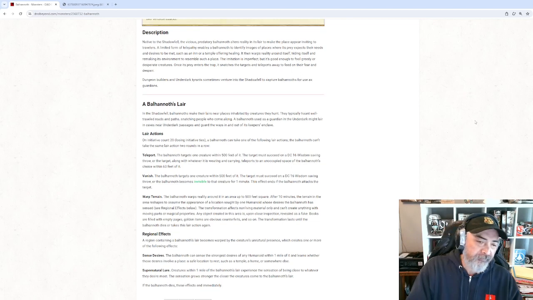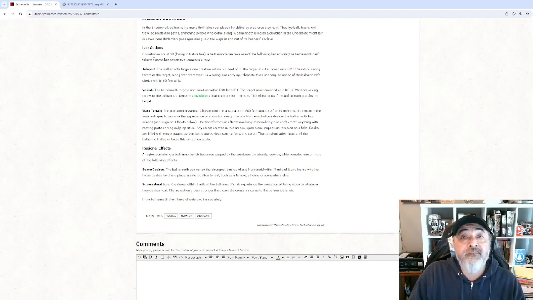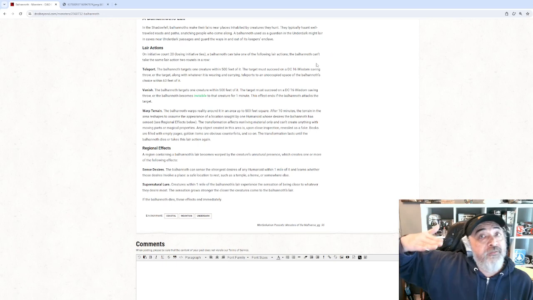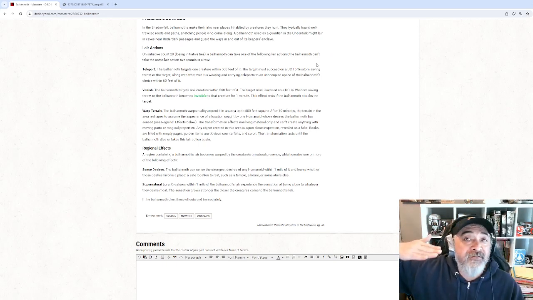Okay. So that's where its major threat is. Its lair action: on an initiative count of 20, losing initiative ties, a Balhannoth can take one of the following lair actions. So once per round at the count of 20, if a player is at 21, then the lair action resolves after that. If the Balhannoth rolled a 15, then he goes after.